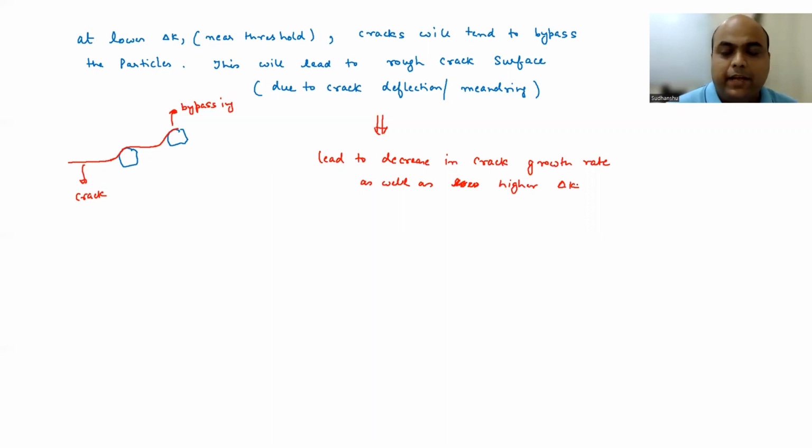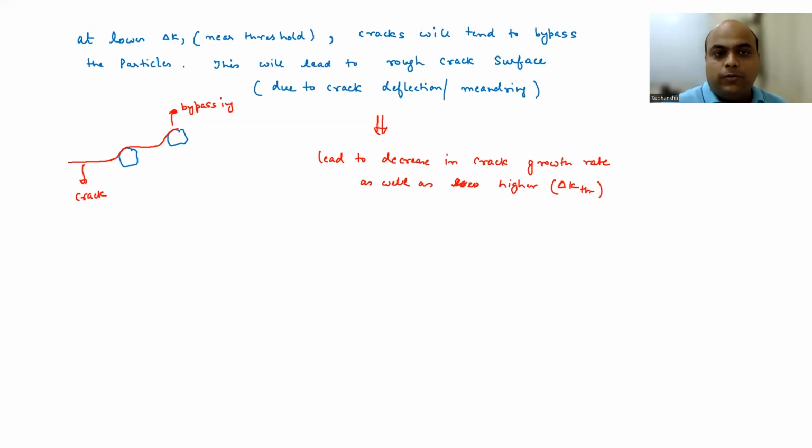Okay, and if you increase now the volume percentage, what is going to happen? You are going to observe more crack deflection, right? That will lead to lower crack growth rate and increase delta K TH here, not delta K, right? Okay, higher delta K TH.